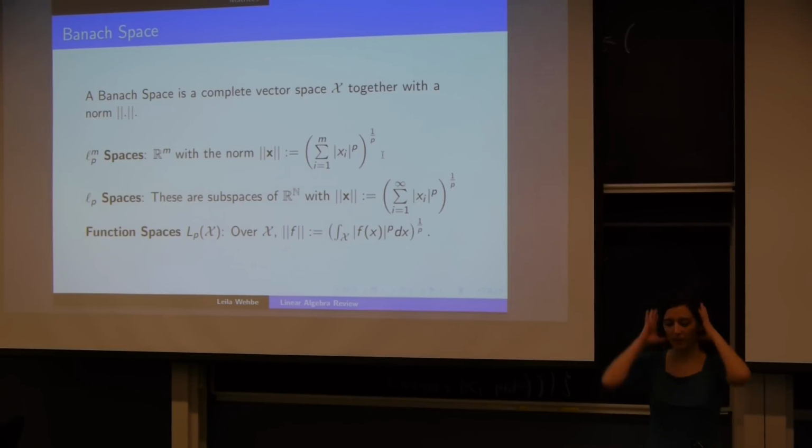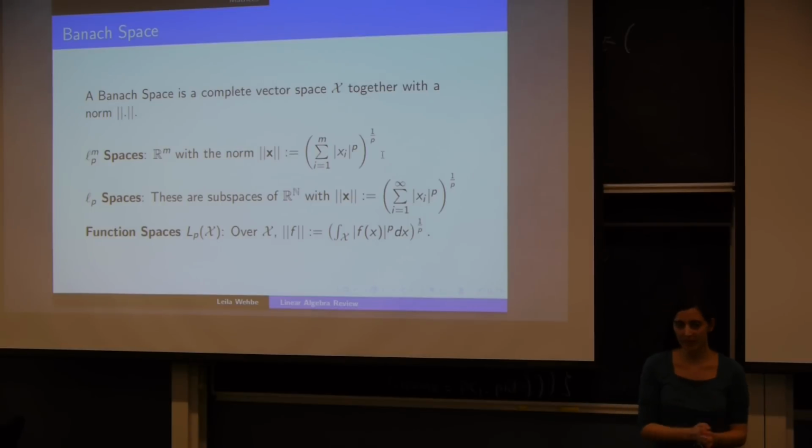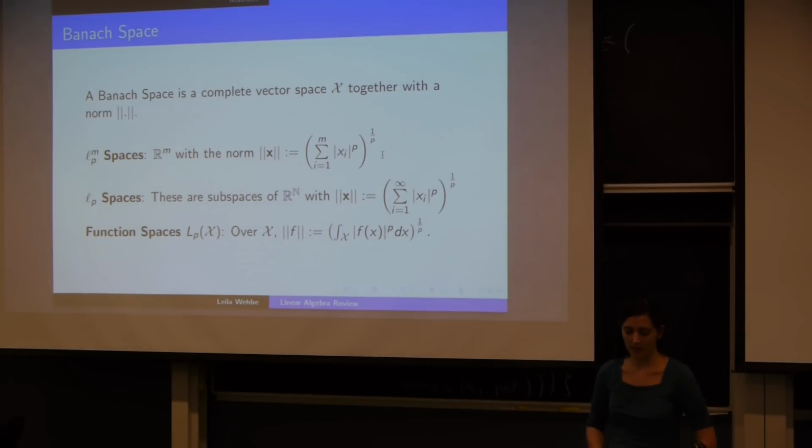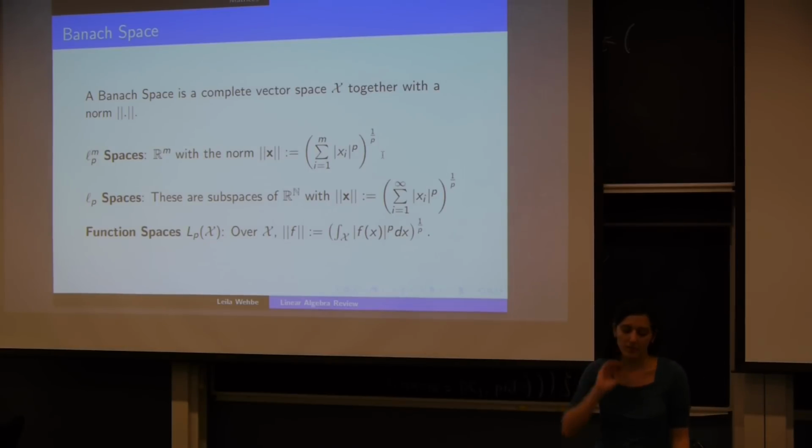Okay, so now we come to the definition of Banach spaces. A Banach space is a complete vector space that also has a norm. For example, LP spaces. These are defined on vector spaces of the type R to the m, so for example R2 or R3 or R4 with a p norm.